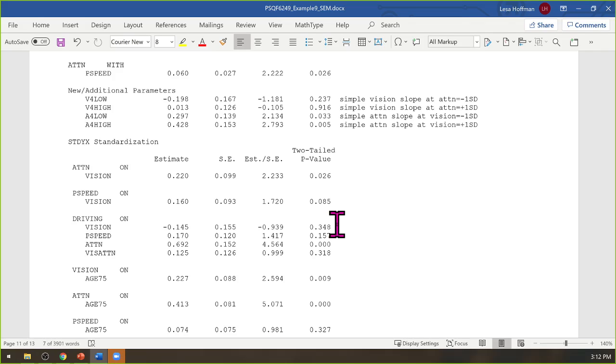But that's it. That's SEM. Once you got your factors, it's up to you to figure out how they relate to each other in a regular old regression model just with circles. The grand finale.